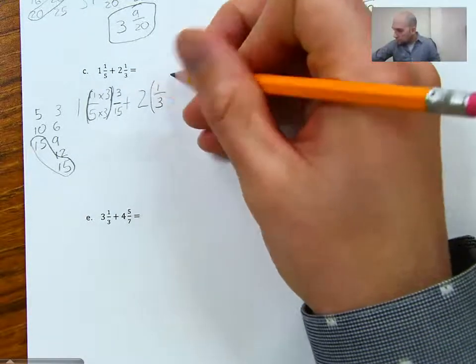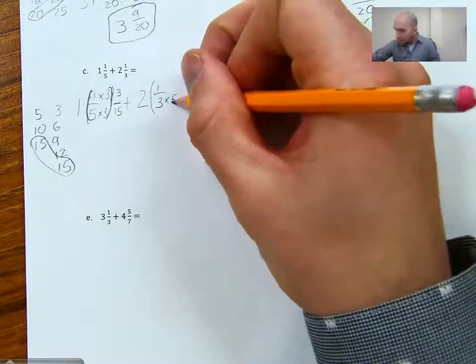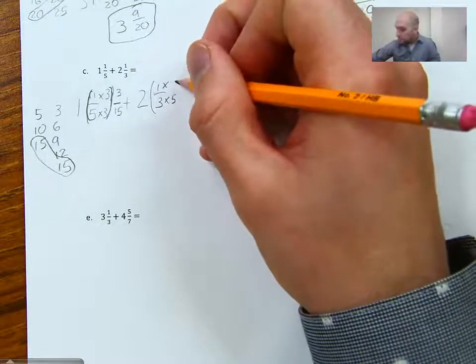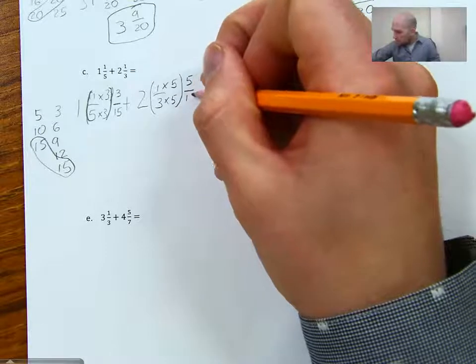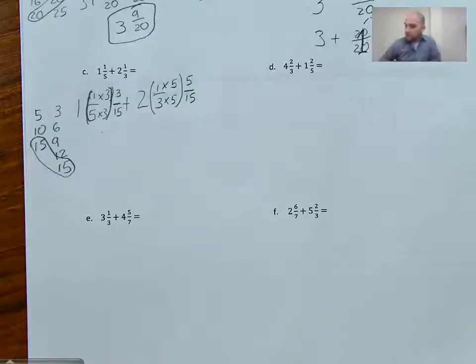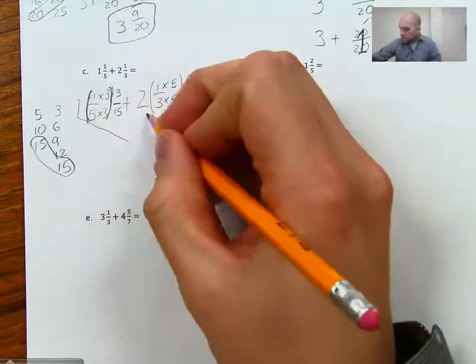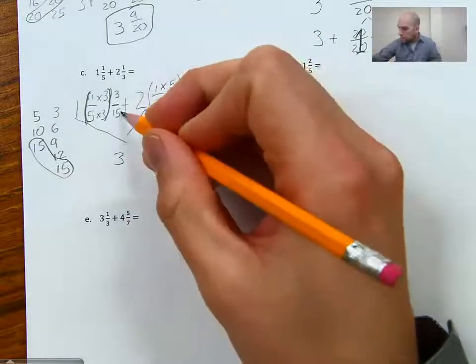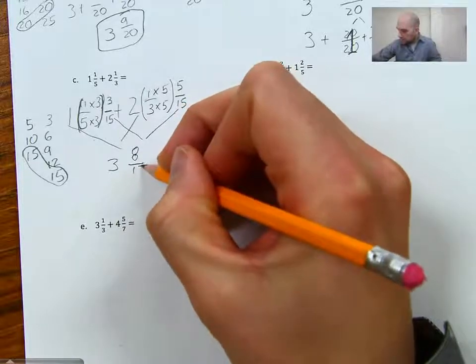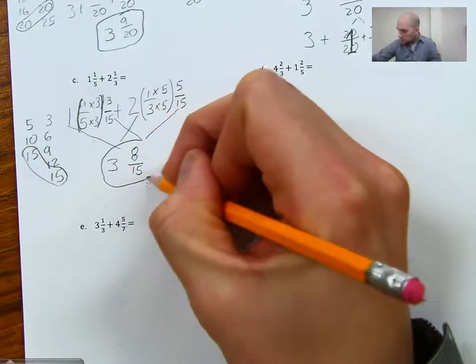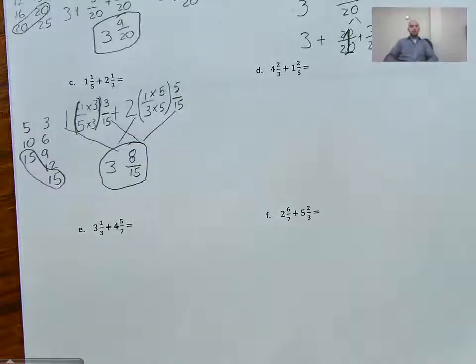Now I have 2 1/3. I'm going to have to multiply my 3 by 5 to get 15. So I have to multiply my numerator by 5 as well. I get 5/15 here. So I have 1 3/15 plus 2 5/15. That's going to give me 3 and 8/15. All right. I like to add my whole numbers first, and then I add my fractions afterward.